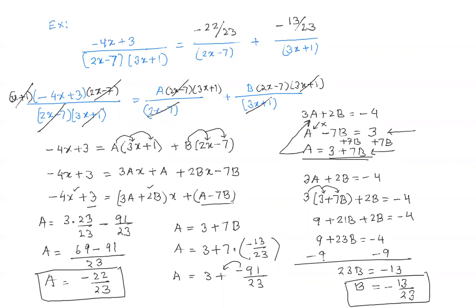Now, of course, as I said, if you want, you can rewrite it slightly differently. Take this negative 22 over 23 and take this as well off, right? That's 23. And that is how you will do these problems, these partial fractions.